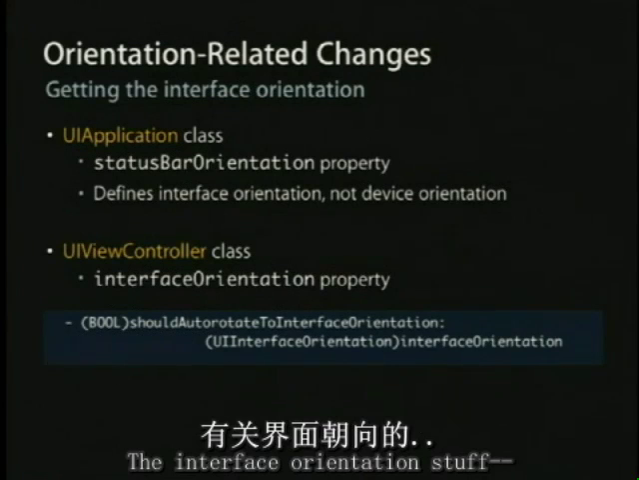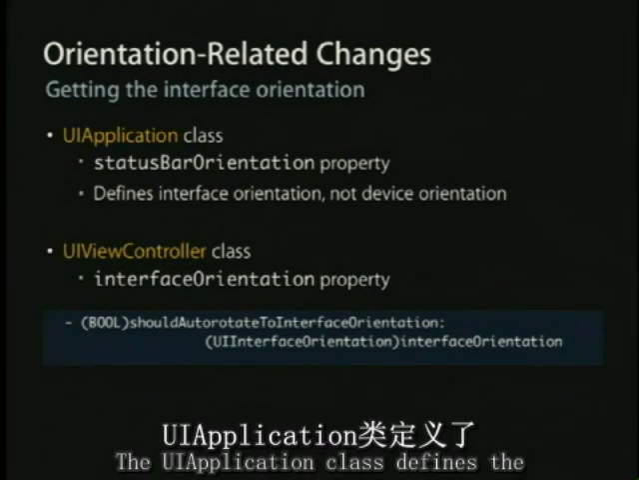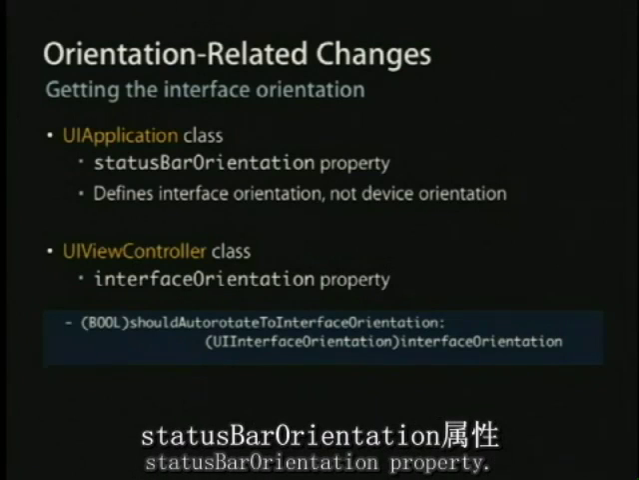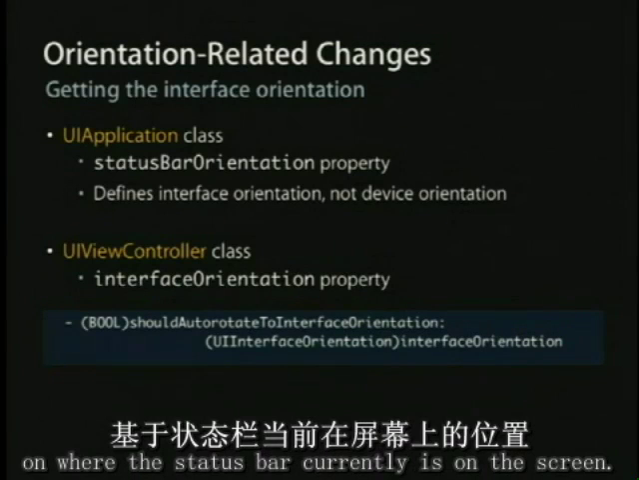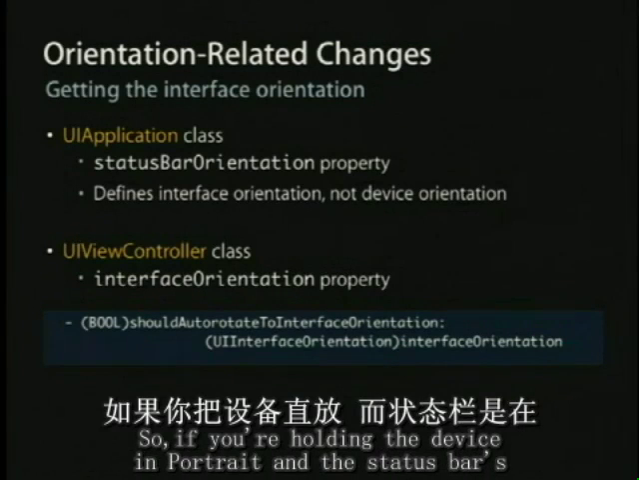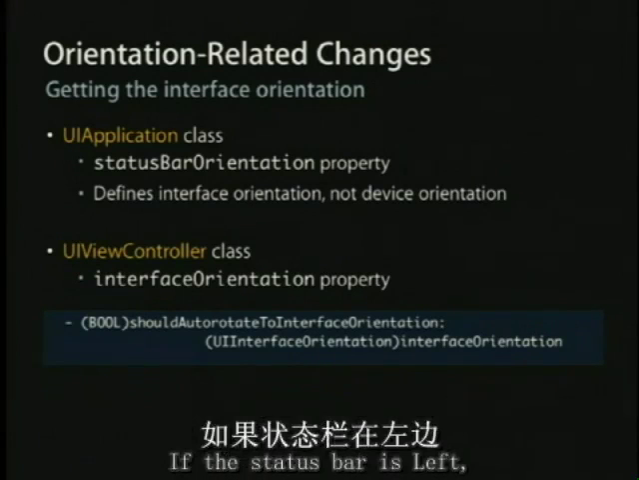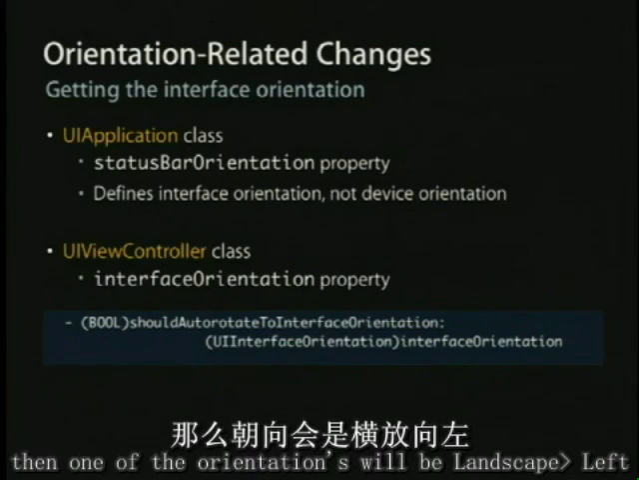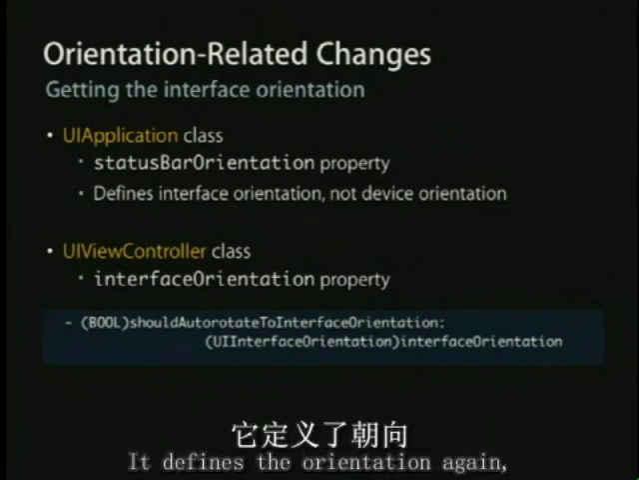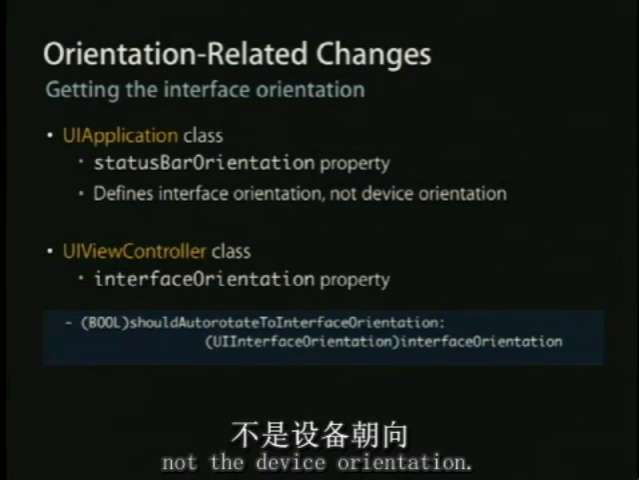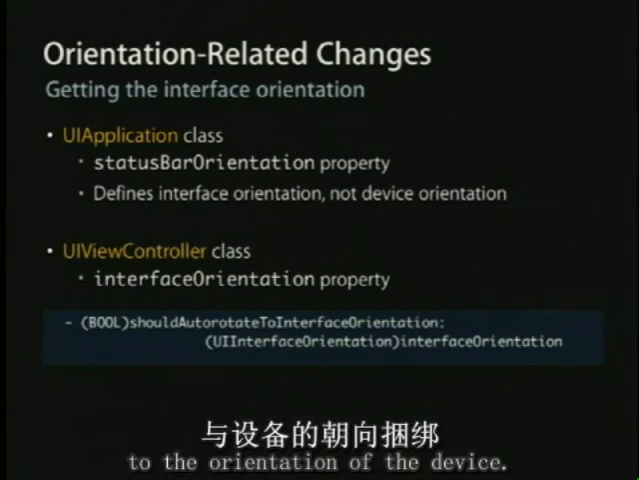For the interface orientation, there are kind of two ways to get at that. The UIApplication class defines the statusBarOrientation property. This is always up to date based on where the status bar currently is on the screen. So if you're holding the device in portrait and the status bar is up top, then statusBarOrientation is UIInterfaceOrientationPortrait. If the status bar is on the left or right, it'll be landscape left or landscape right. That's on UIApplication. It defines the orientation, again, not the device orientation. So it's the orientation of the interface, which may not necessarily be tied to the orientation of the device.